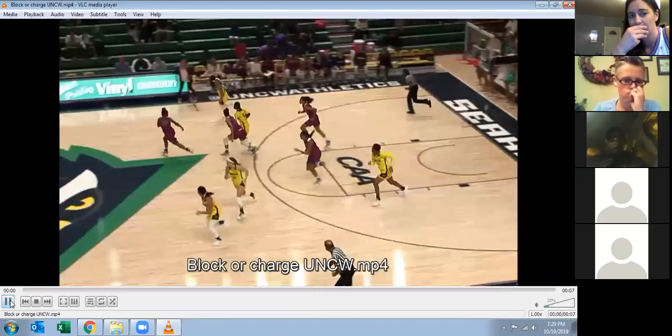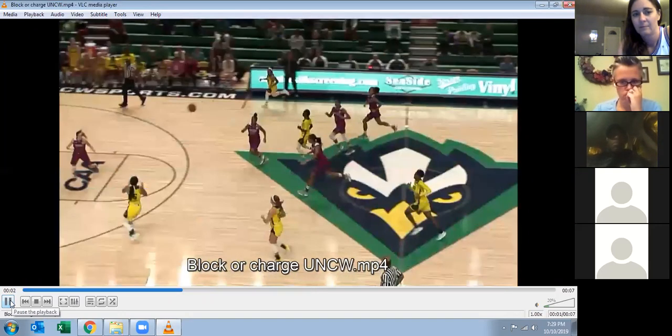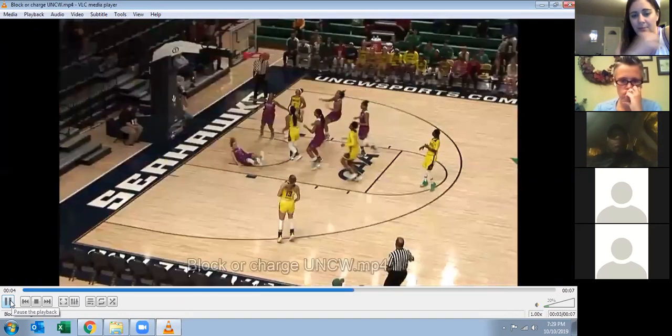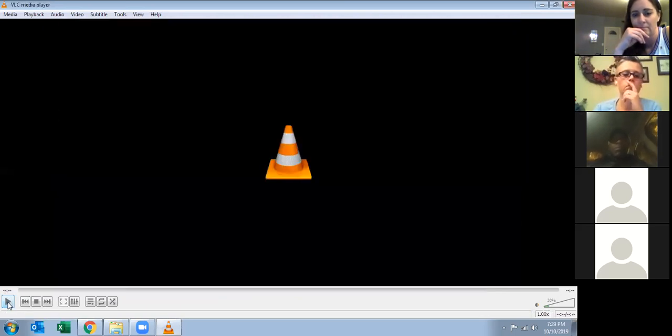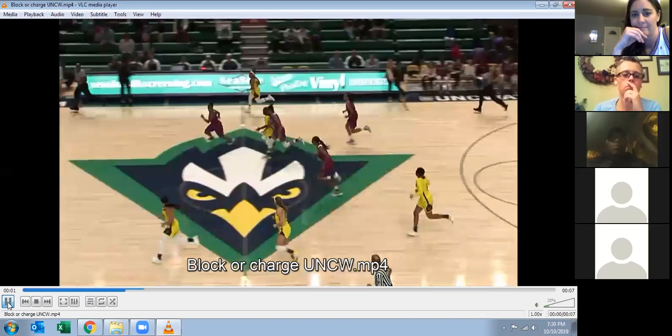So that was my position on the play. Looking at it, seeing that at the last minute she moved her shoulder to the left to make sure that contact occurs, I felt that should have been a block.